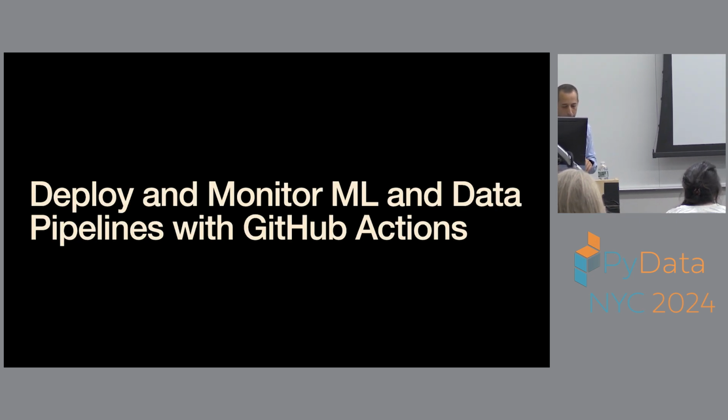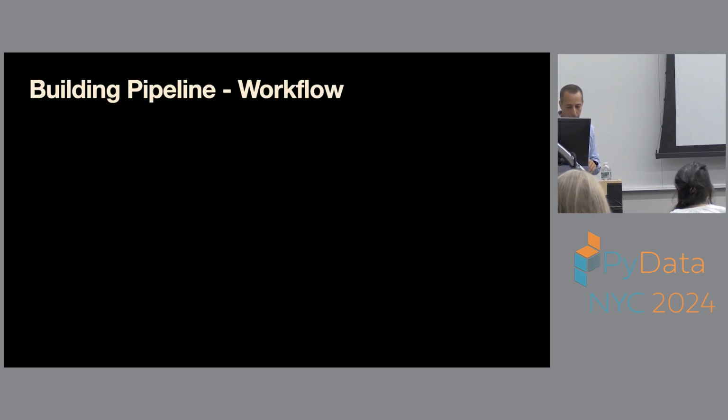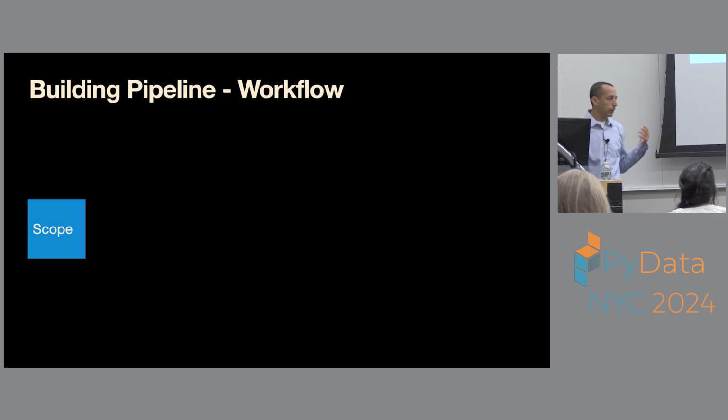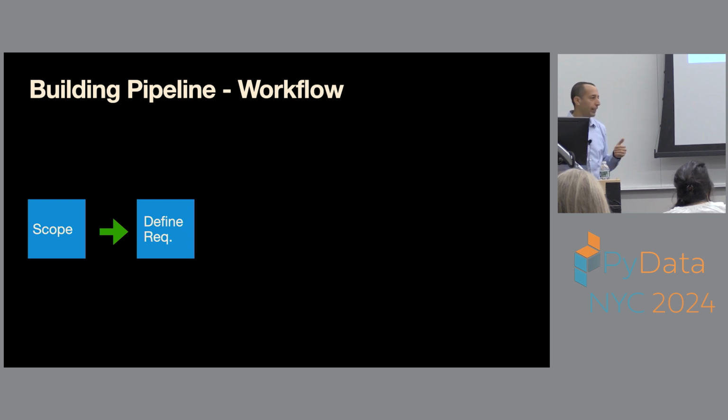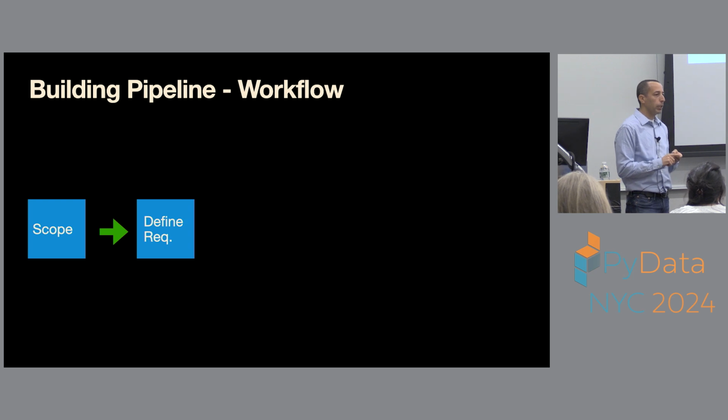All right, so let's see how it works. When you want to build a pipeline, you start with some scope. In a business context, you are trying to solve some problem, or in open source, you have some workflow that you want to automate, and you define the scope. Based on this, you define the requirements, which could be what type of packages I need to set, what version of Python I need to use, and so on.